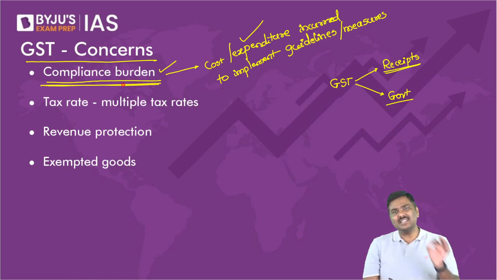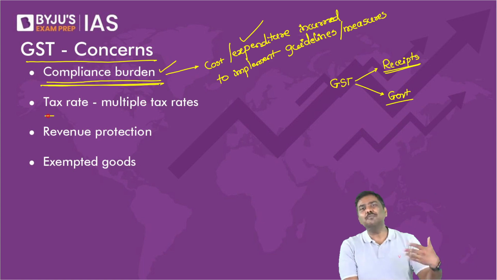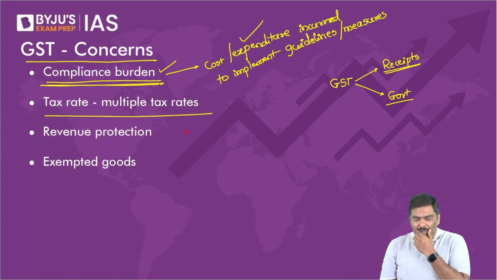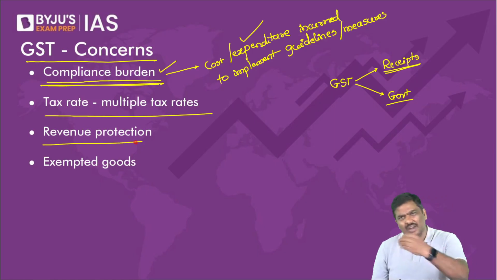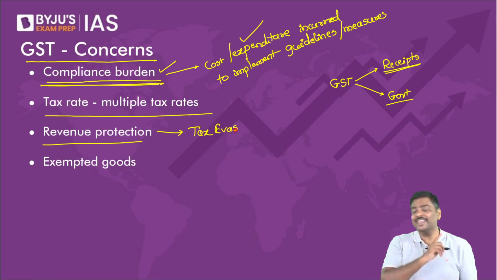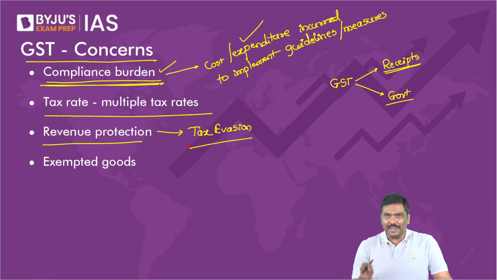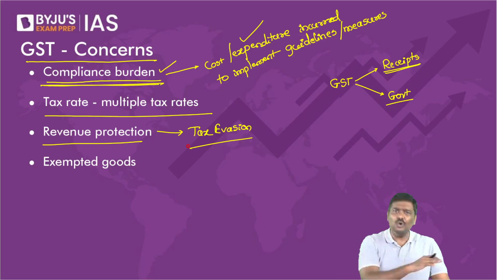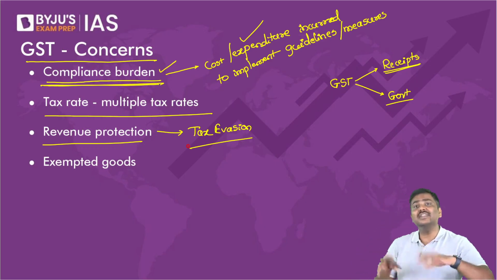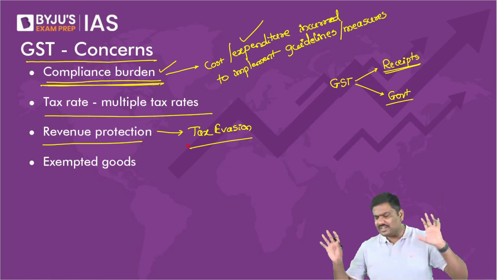Multiple tax rates is another issue. I've told you what the problem with multiple tax rates is. Revenue protection. Please tell me, in the last one week, or let's say the last two weeks, have you come across tax evasion under GST? Let me know. If you have not come across it, it means you are not reading the newspaper very carefully. If you don't trust me, type it in Google and type The Hindu. You will get it. There are a lot of tax evasion cases happening.